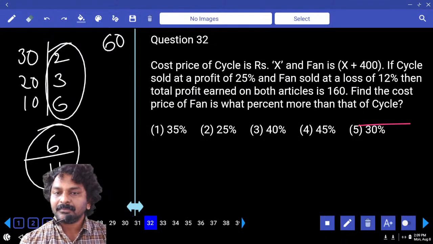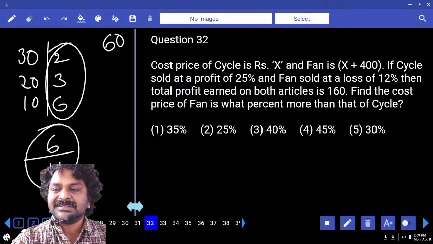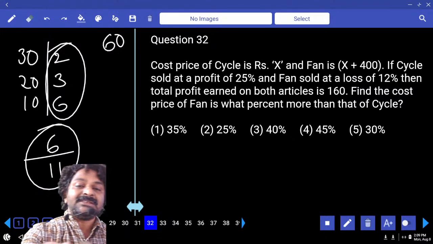Next. The cost price of a cycle is X, a fan is X plus 400. If the cycle is sold at a profit of 25% and the fan sold at a loss of 12%, then the total profit earned on both articles is 160. Find the cost price of the fan is what percent more than the cycle.